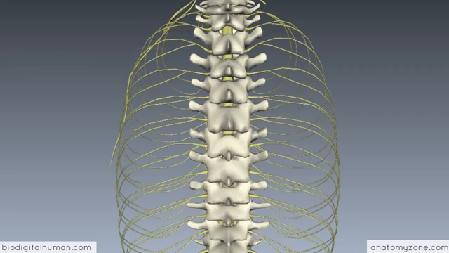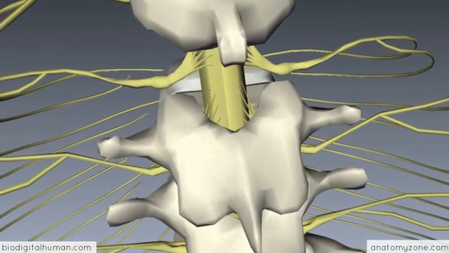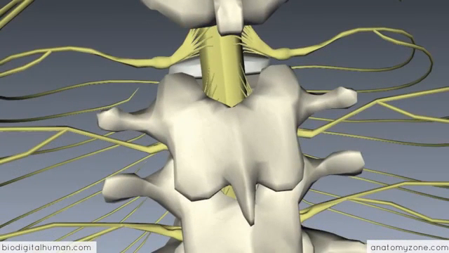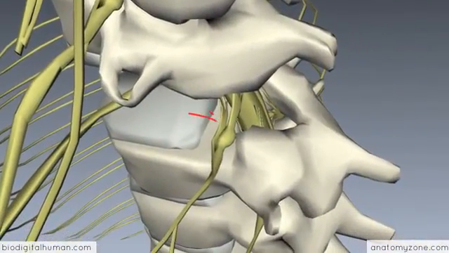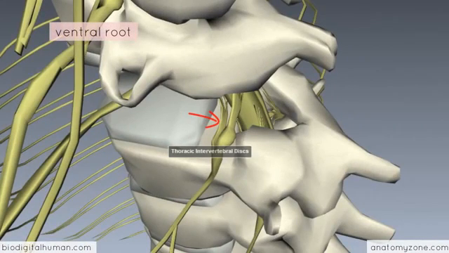Let's take a look at how these spinal nerves attach to the spinal cord. What we're looking at now is the cervical region of the spinal cord, and I've removed one of the cervical vertebrae just so we can see how the spinal nerves attach to the spinal cord. You can see there are these little rootlets which attach to the spinal cord, and these rootlets then converge to form the ventral and dorsal roots. If I rotate the model round, you can see there's a root at the front, the ventral root, and a root at the back, the dorsal root.